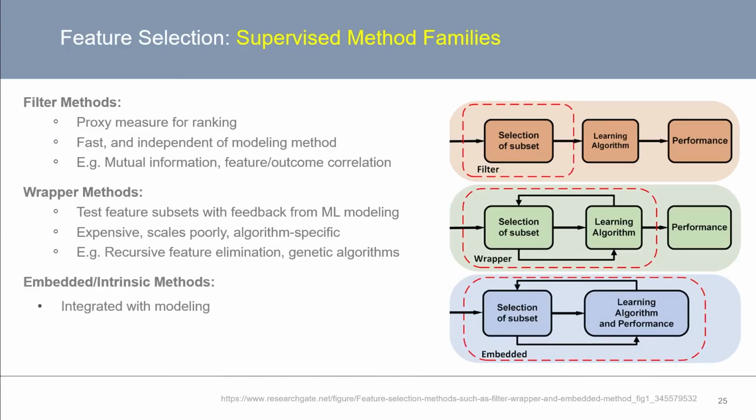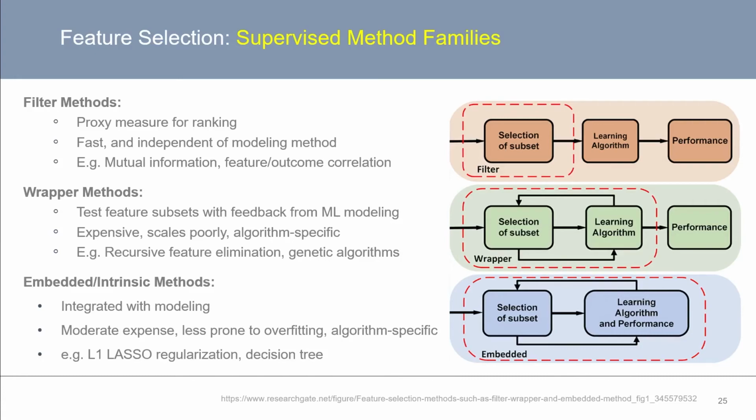The last feature selection family we'll review are embedded, aka intrinsic, methods. Here, feature selection is integrated alongside of modeling. Embedded methods are generally less computationally expensive and less prone to overfitting than wrapper methods, but they're more expensive than filter methods. However, like wrapper methods, they're also biased by the assumptions of the machine learning algorithm being used. Specific examples of embedded methods include L1 lasso regression and decision trees. Technically, many machine learning algorithms can be considered to be embedded feature selection methods, since many machine learning algorithms can choose what features end up in the final model.